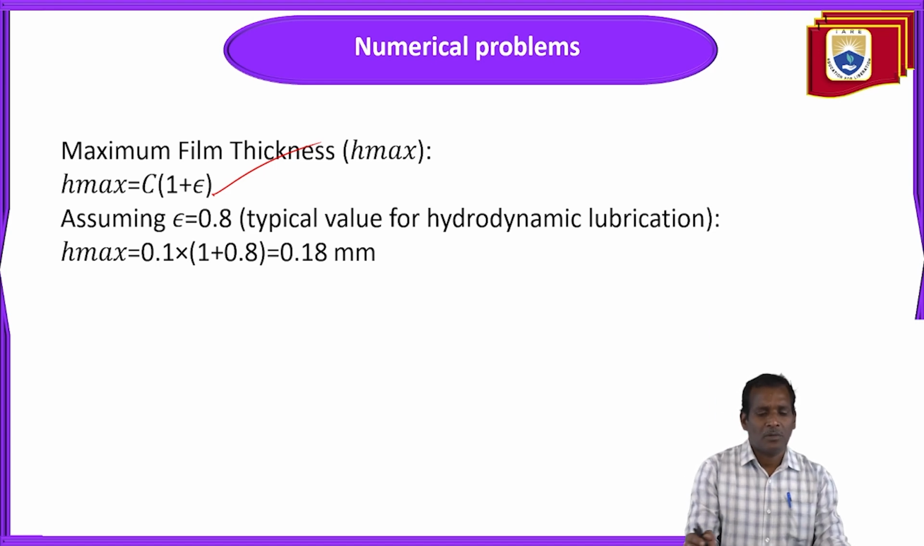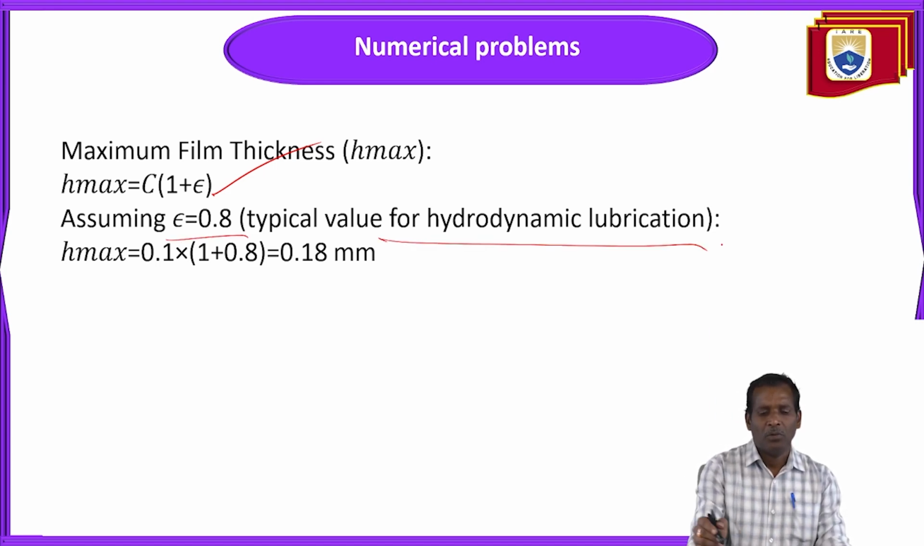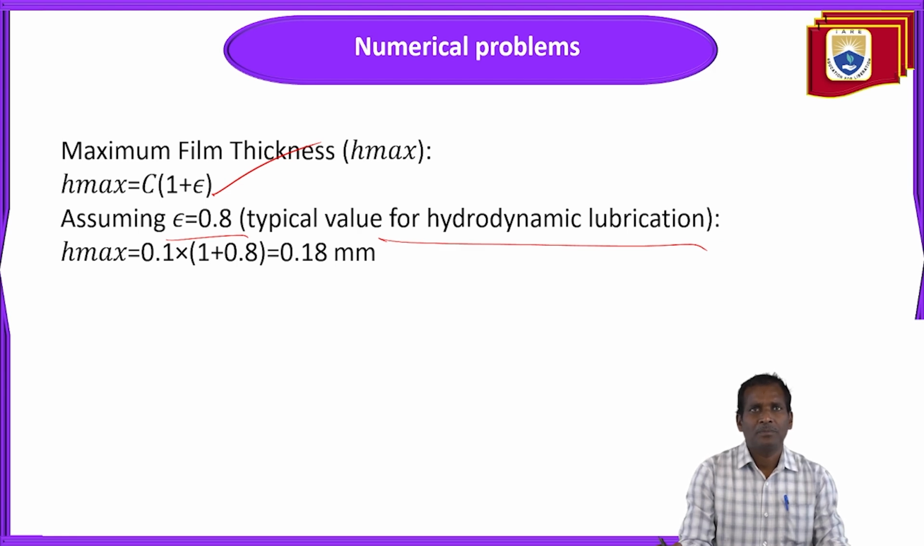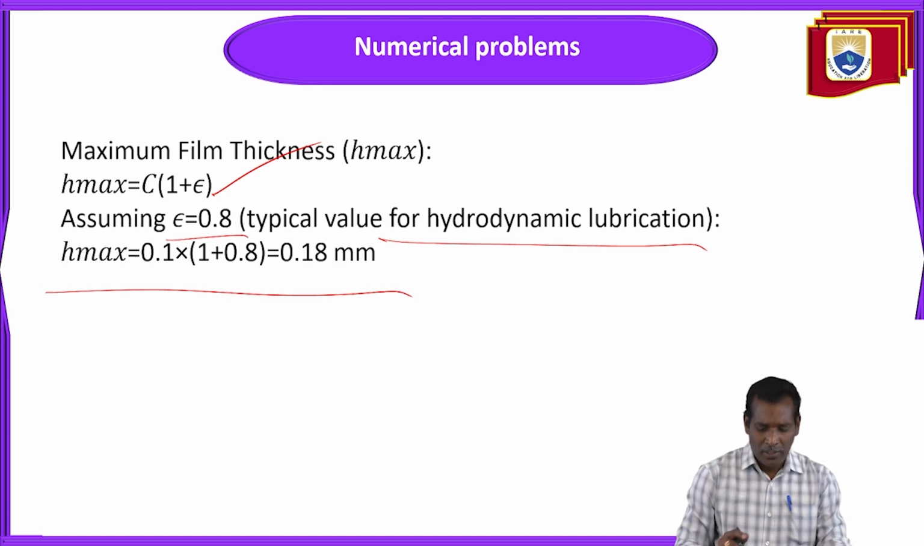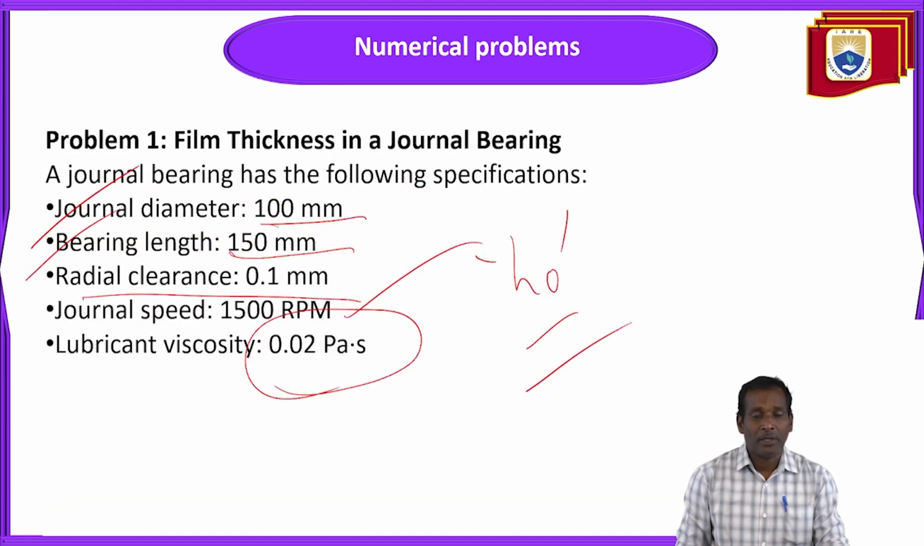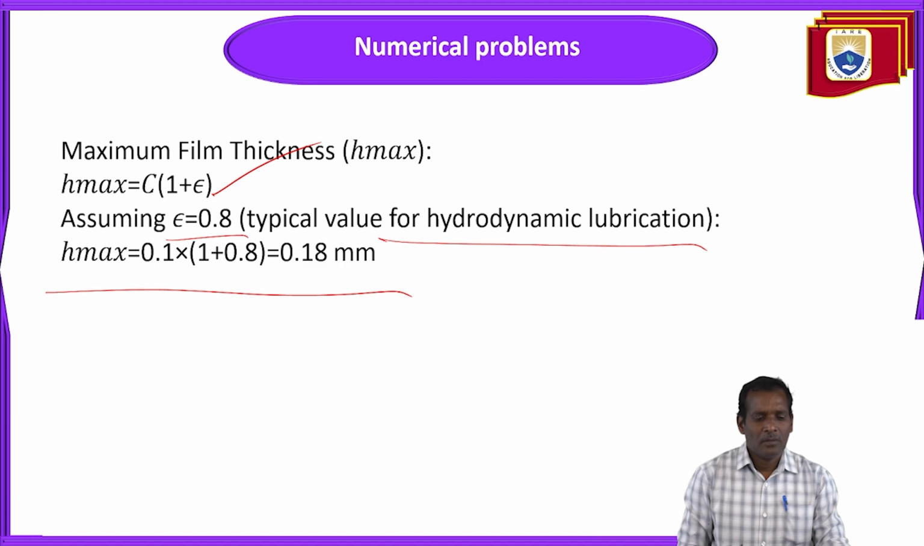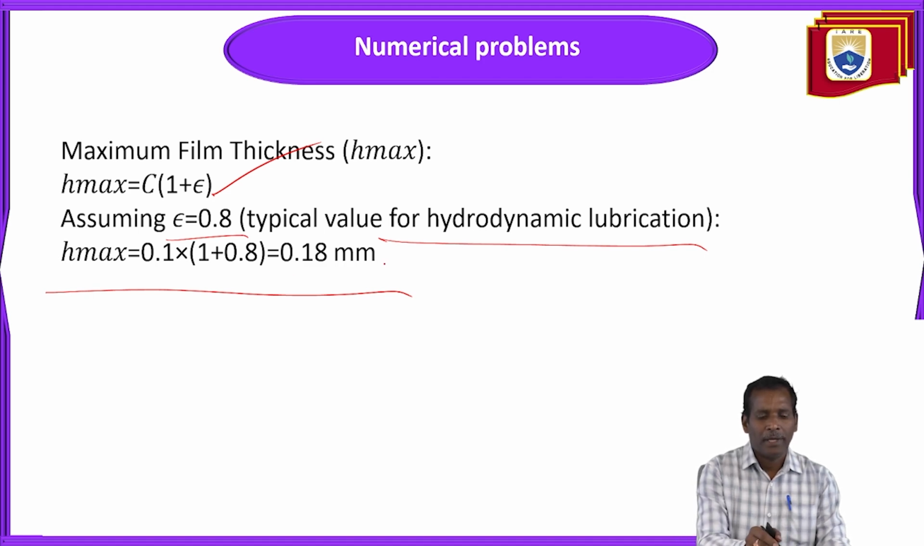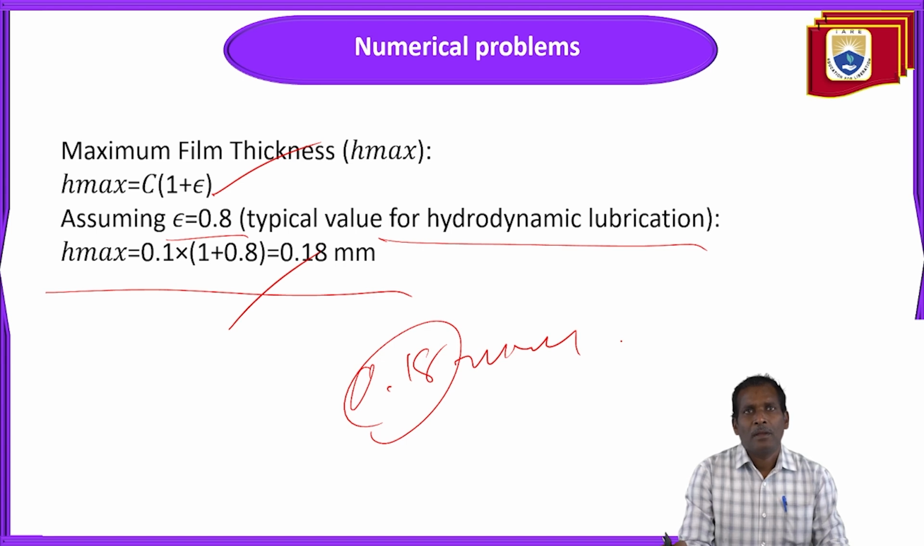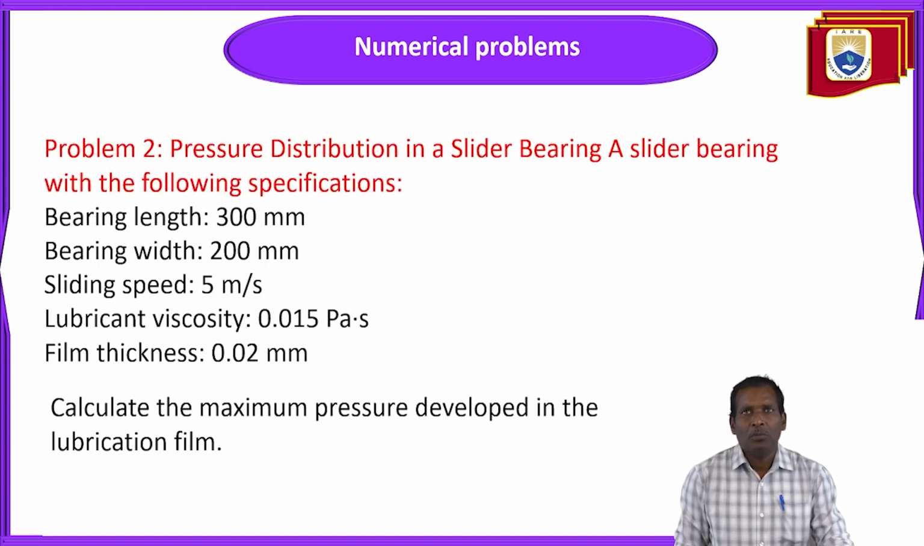Assuming epsilon is equal to 0.8, the typical value for hydrodynamic lubrication, calculate the H max. The given radial clearance C is 0.1, and we assume the epsilon value 0.8, typical for hydrodynamic lubrication. So now you will get 0.18 mm. Next, problem 2: pressure distribution in a slider bearing, a slider bearing with the following specifications.